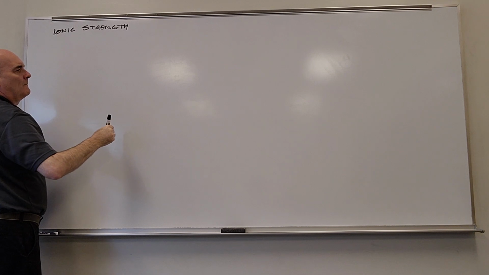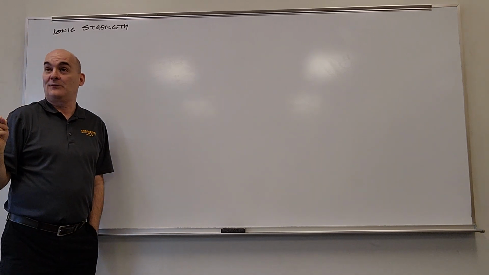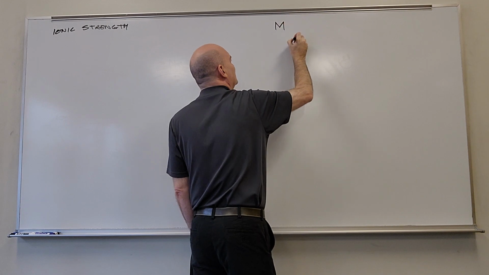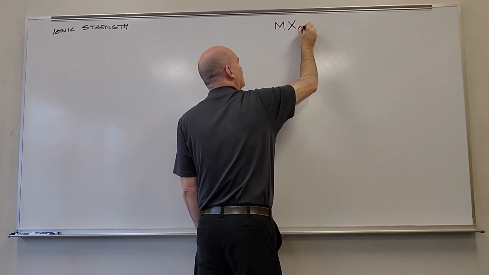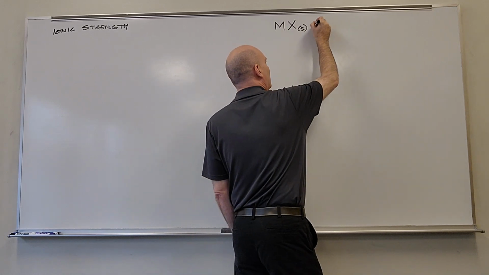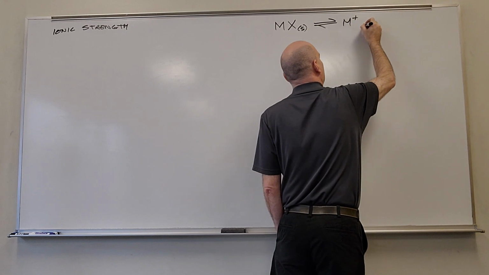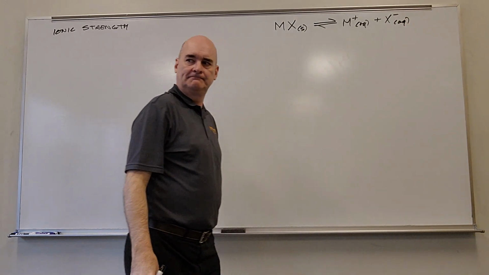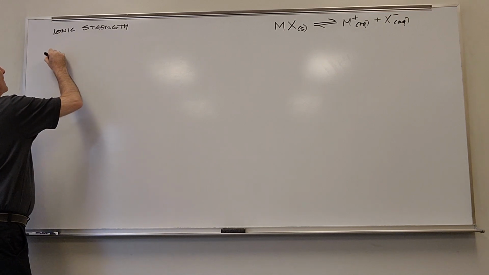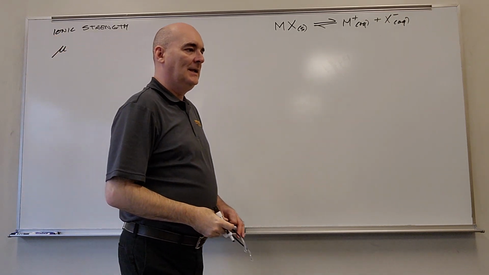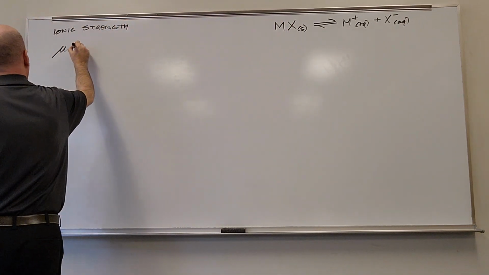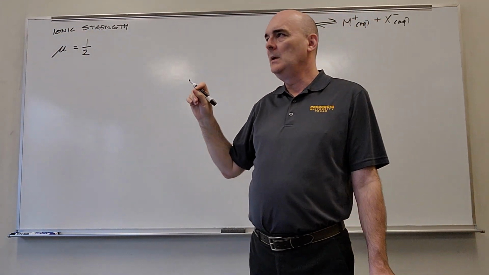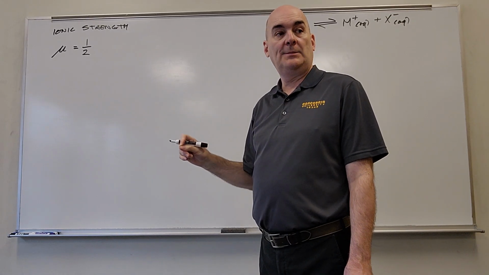Let's think. Now it is possible just to have a guess. M is a metal. X is a non-metal. I've made a salt. This salt is only partially soluble, and it makes M plus and X minus in solution. Ionic strength is given symbol mu, and mu is equal to half of the value of the concentration of the ion multiplied by its charge.